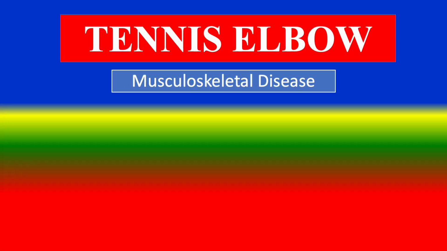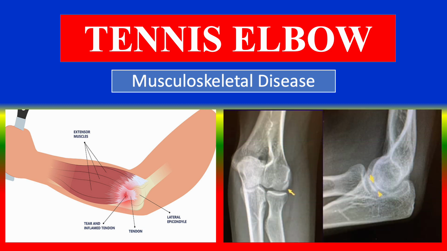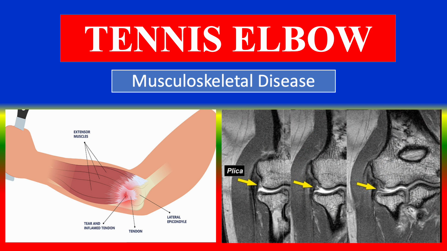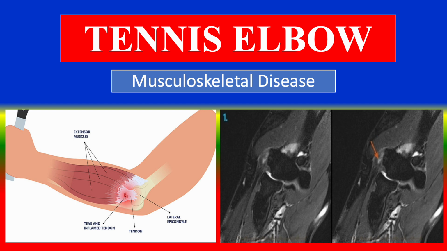Tennis elbow is a musculoskeletal disease. Look at this picture, it shows the elbow joint, tendon, X-ray findings, CT, look at this, and MRI to identify tendon degenerations. A detail going on.